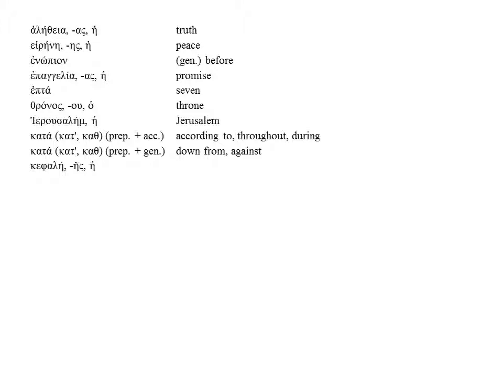Kephale. First declension, feminine, head. Hadas. Beware, this is one of the rare second declension, and it is feminine. The declension is a standard second declension, but it is a feminine noun. Way, road, journey, conduct.